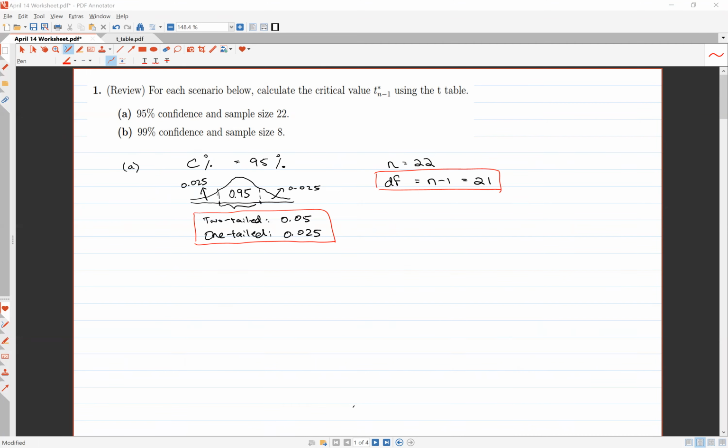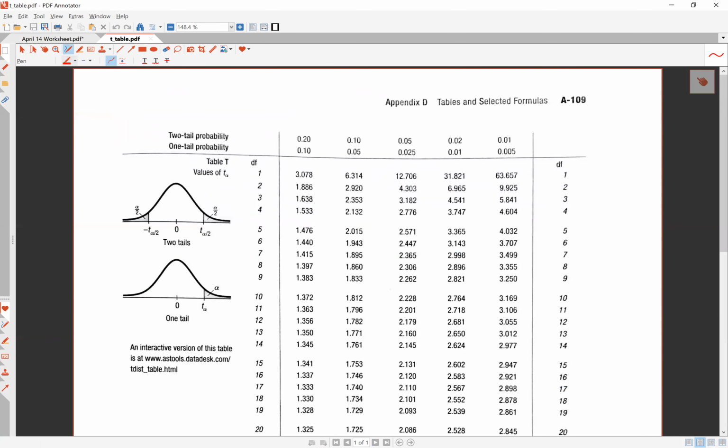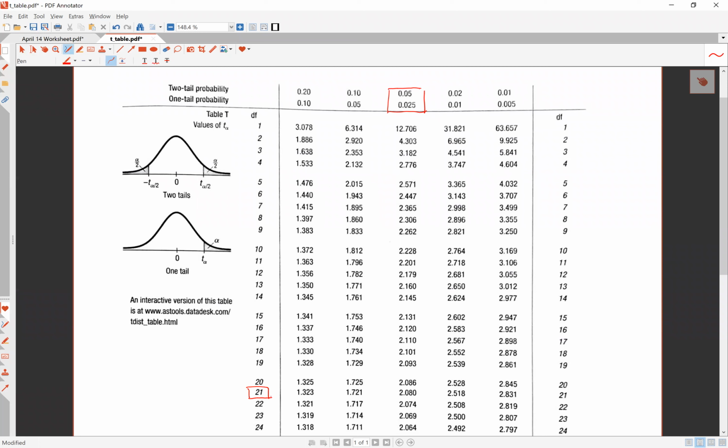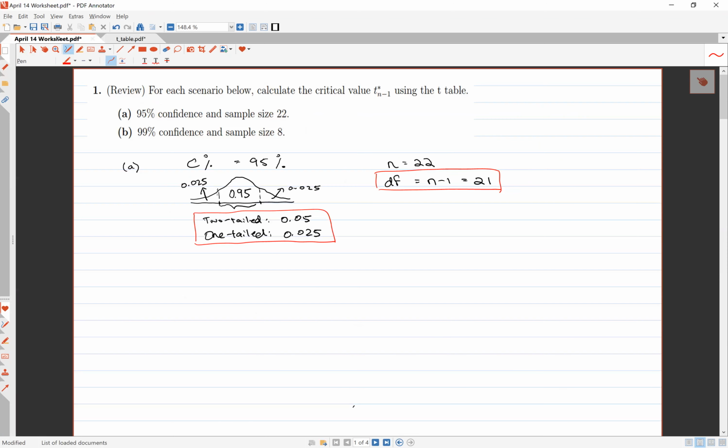So in this instance, there's my two-tailed and one-tailed value. I just calculated 0.05 and 0.025 and 21 degrees of freedom. And so we just want to know what value we have where the row and the column meet up, which in this case is 2.08. So in this specific example, the t star value with 21 degrees of freedom is 2.08.